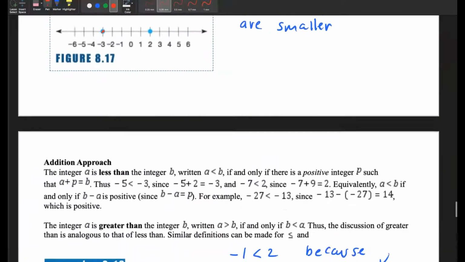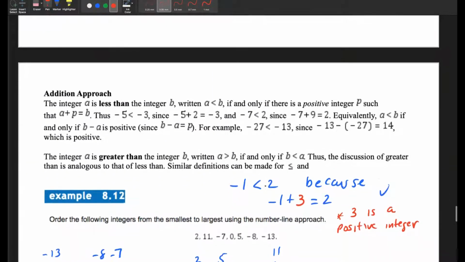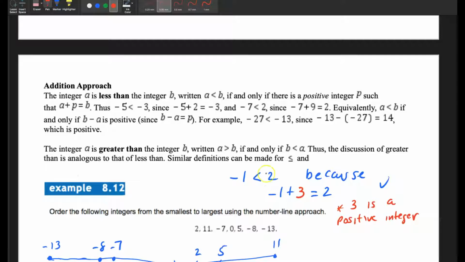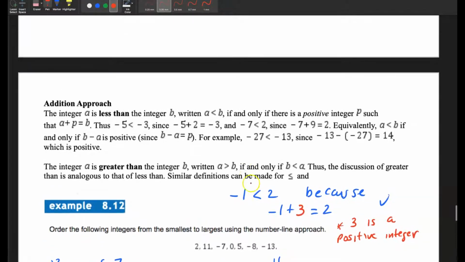The other approach is the addition approach. And this one made you think a little bit more. And remember, we know one number is smaller than another number if we have to add another number to one of them to make it equal to it. So we know A is smaller than B if I have to add a number to A to make it equal B. I have to give it a little bit of something, right? -5 is smaller than -3 because I have to add 2 to it.